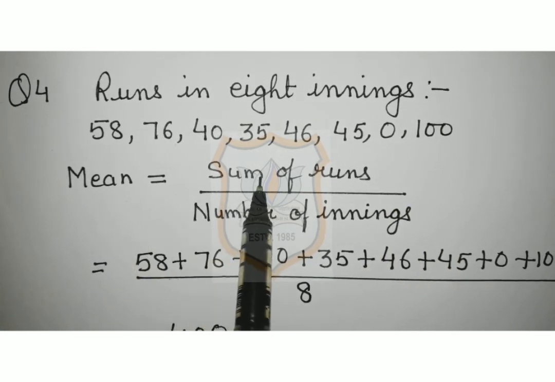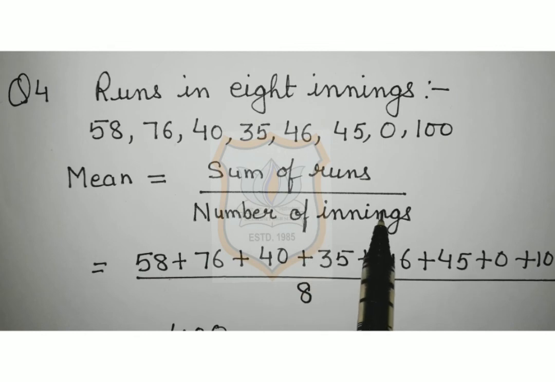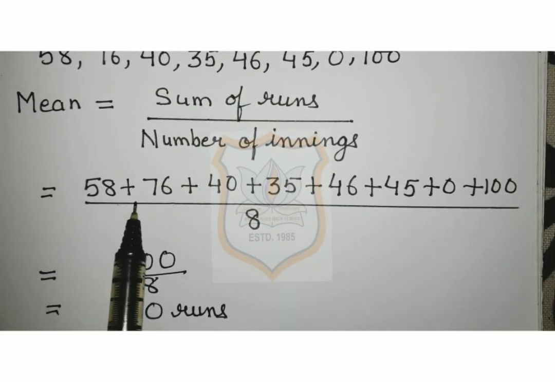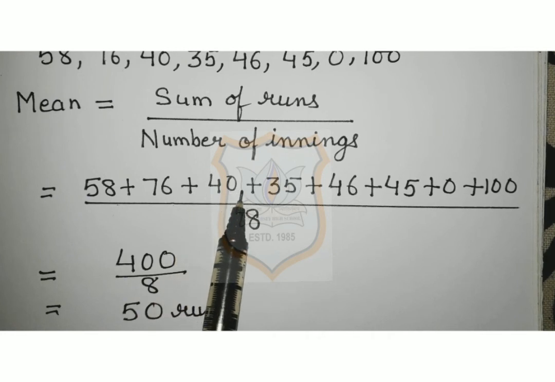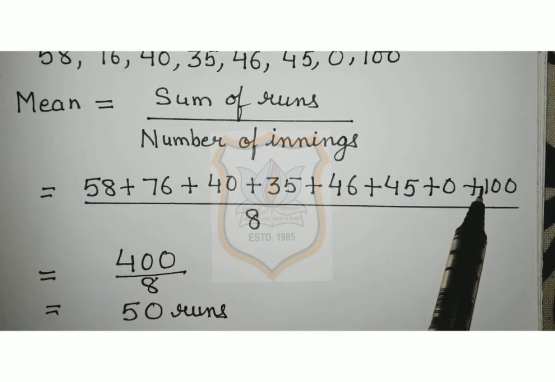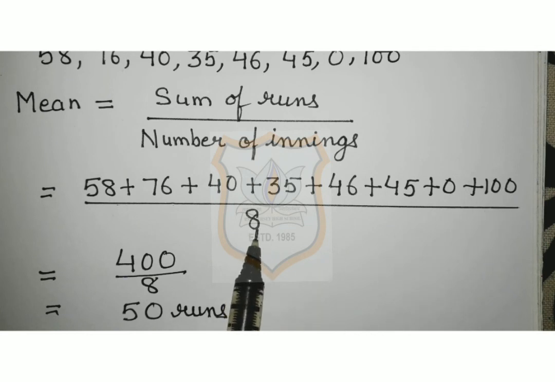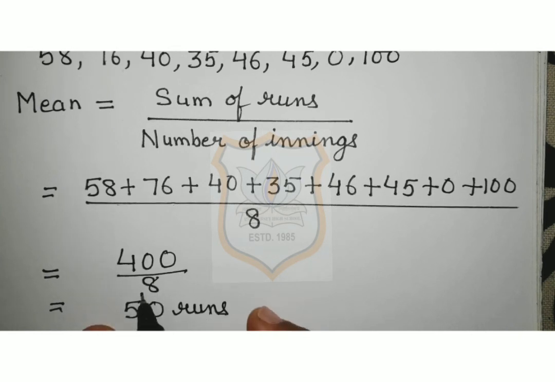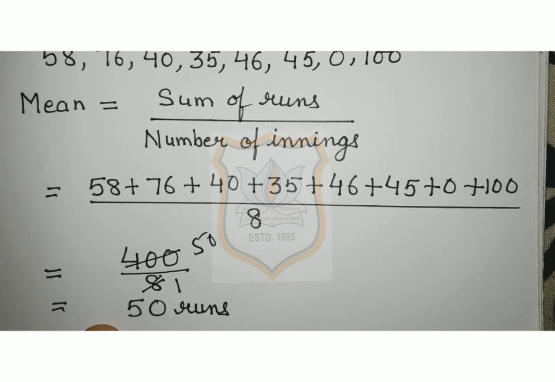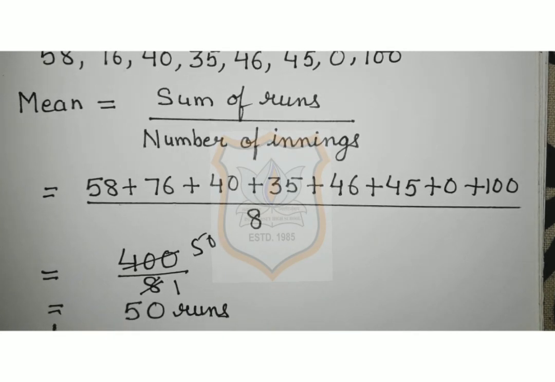Mean is equal to sum of runs upon number of innings. Sum of runs is equal to 58 plus 76 plus 40 plus 35 plus 46 plus 45 plus 0 plus 100 upon 8. That comes to be 400 upon 8. Now 8 ones are 8 and 8 fifties is equal to 400. So our mean is 50 runs.